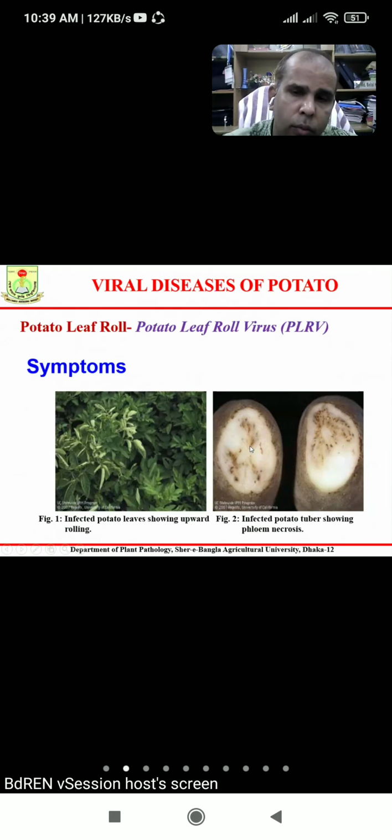It's a phloem necrosis. But the typical symptom, just after infection, is that the leaf of the infected plant will show the rolling.